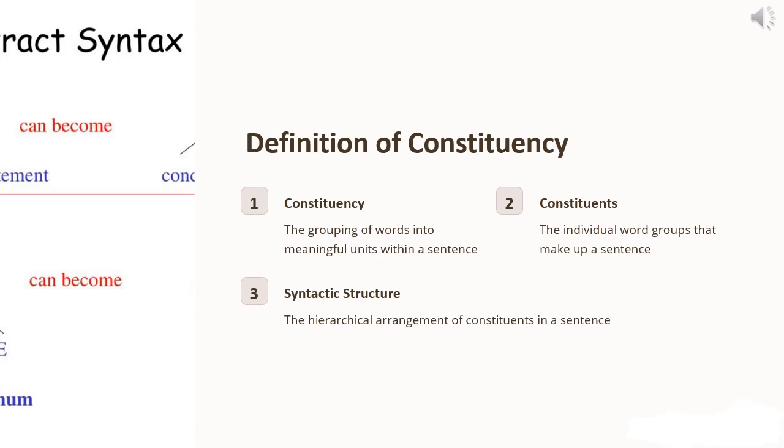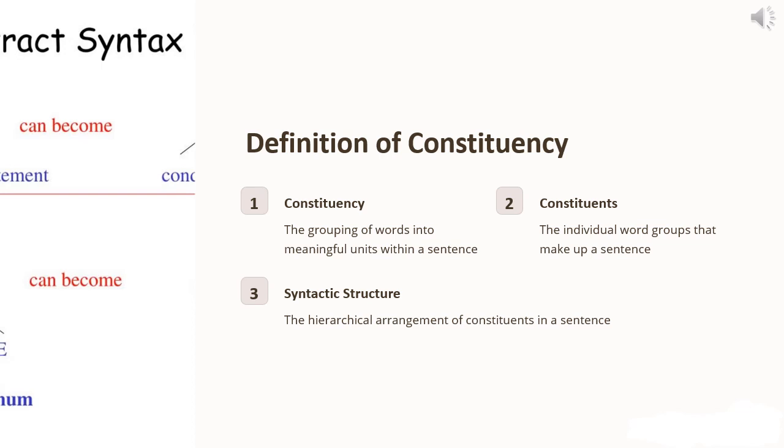Syntactic structure refers to the organization of words and phrases within a sentence according to the rules of syntax, which governs how words combine to form meaningful expressions. Syntax is the branch of linguistics that studies the structure of sentences, including word order, sentence structure, and the relationships between different elements of a sentence.